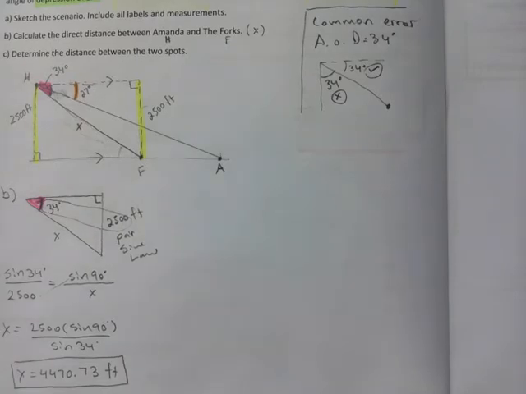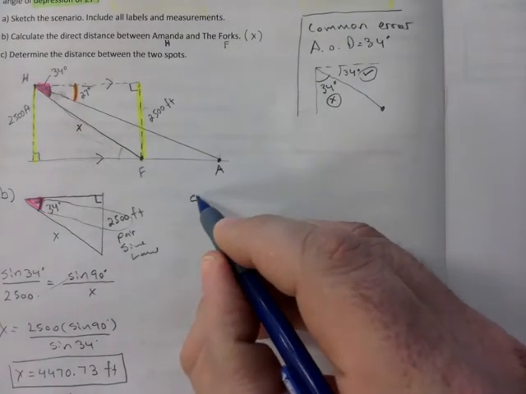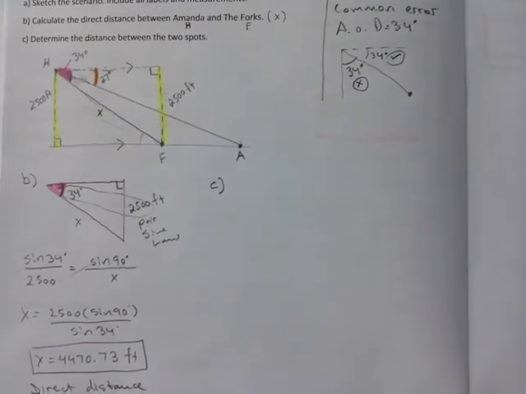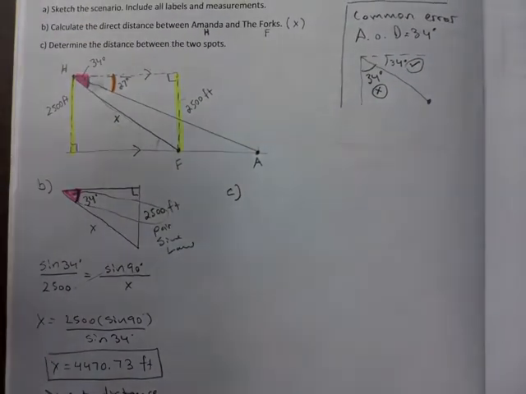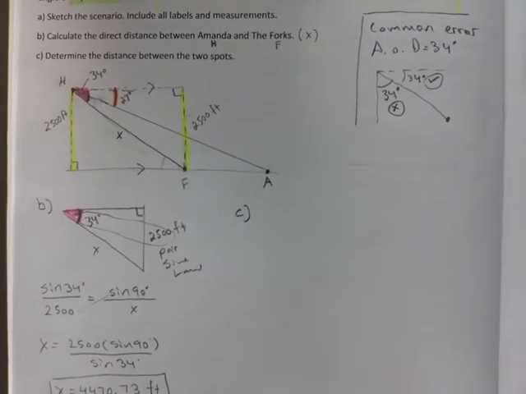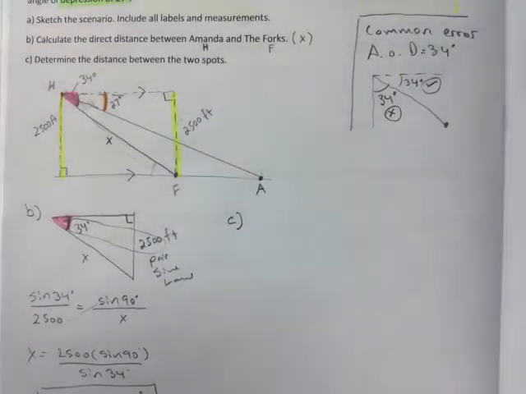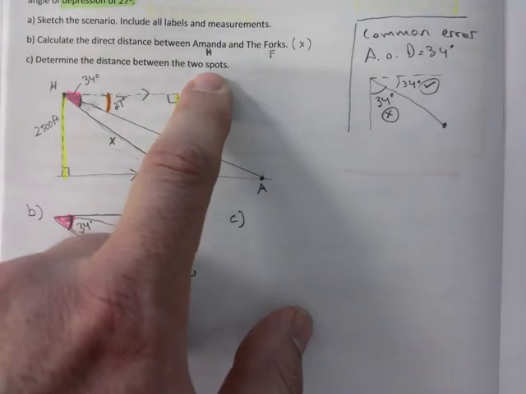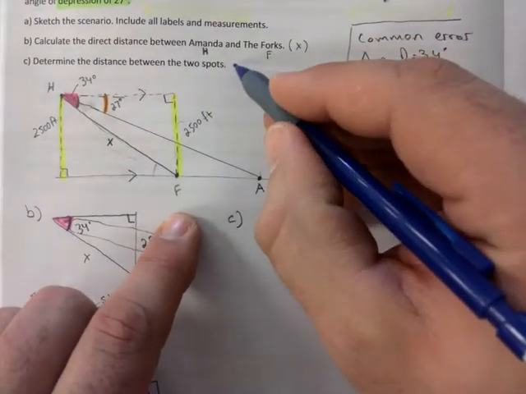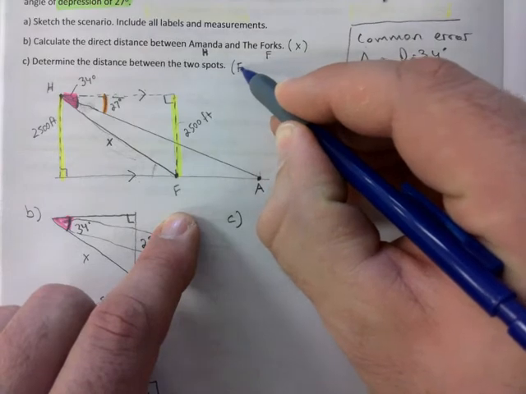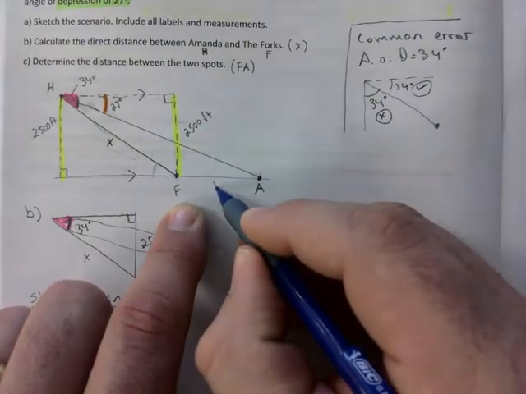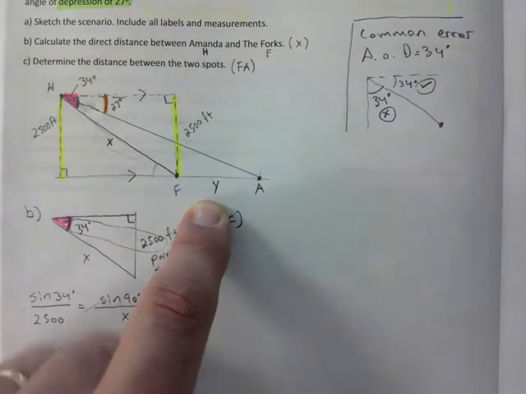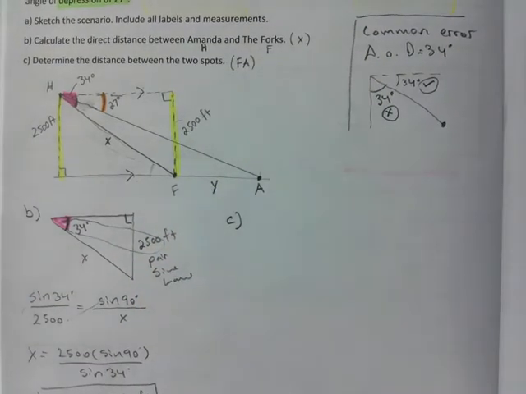Okay, all right, let's do C here. Question C. What is it asking us? It's asking us to determine the distance between the two spots. It's basically asking for FA. Let's call that Y in particular. I don't like two-letter notation, so that's going to be our Y right there.